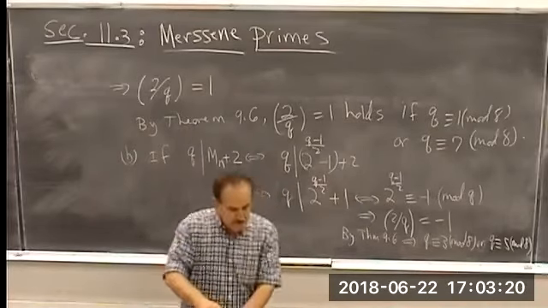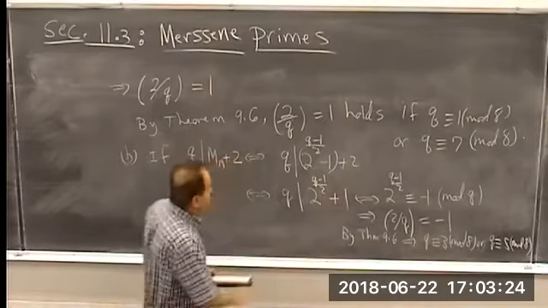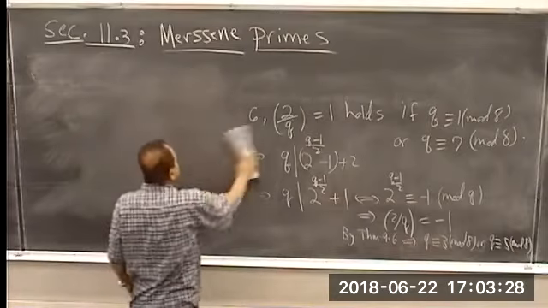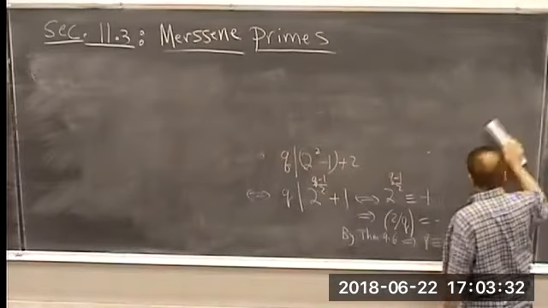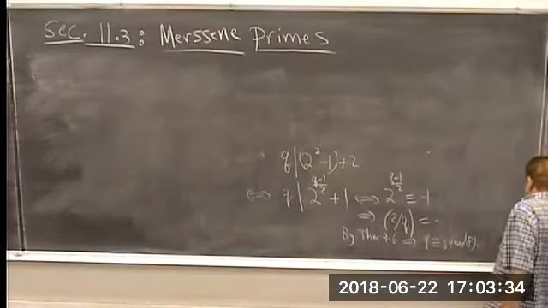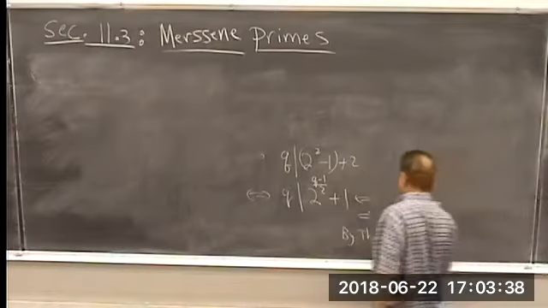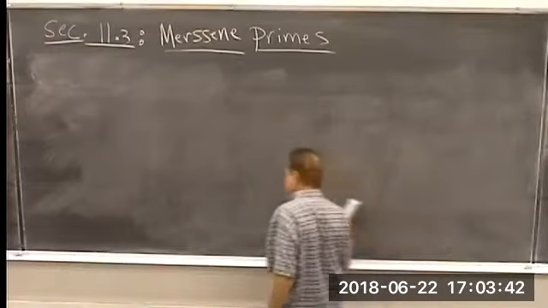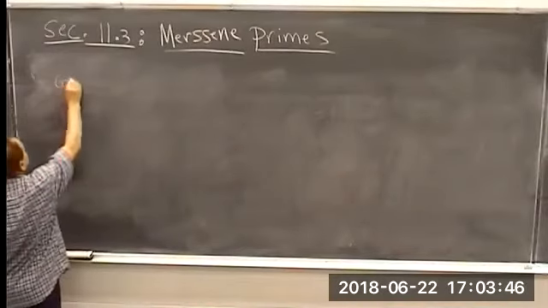Now let's apply this to the case in the previous theorem. As I said, it would give us a way to determine that a certain Mersenne number is composite. So it's a compositeness test, basically. We're going to state this in the form of a corollary.